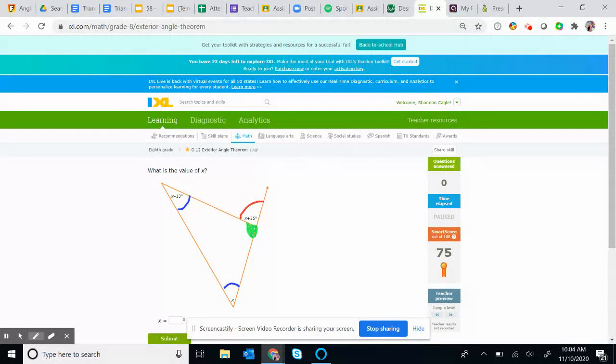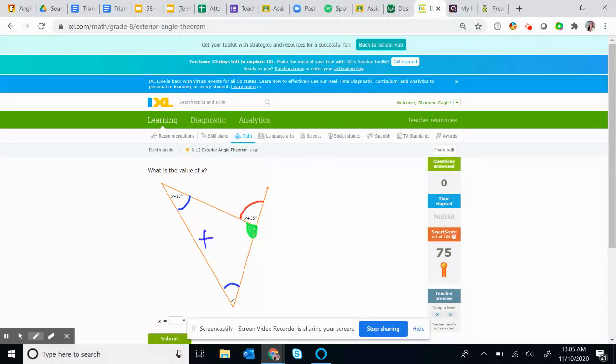So my little green angle, that is the adjacent angle to the exterior angle. They're touching. They share a line, they have a common point, they are adjacent. So in order to find the value of this exterior angle, I'm going to add up the two non-adjacent angles.